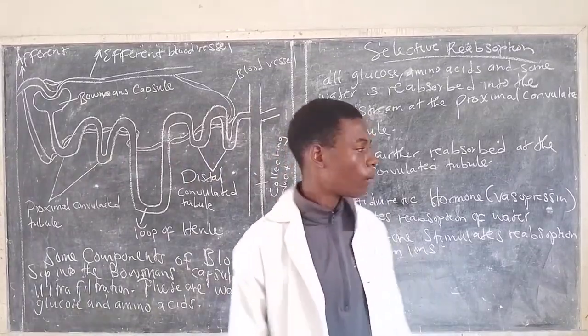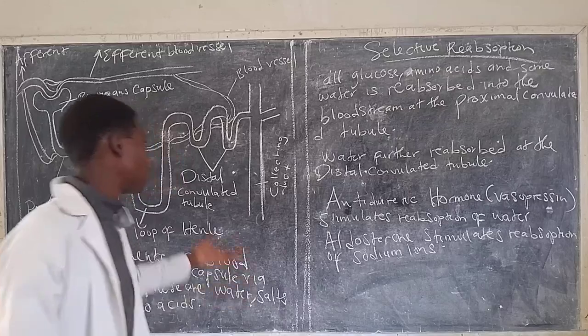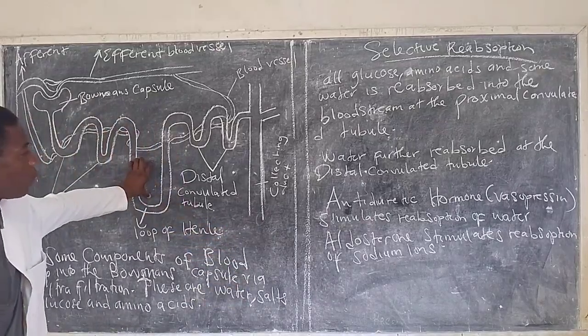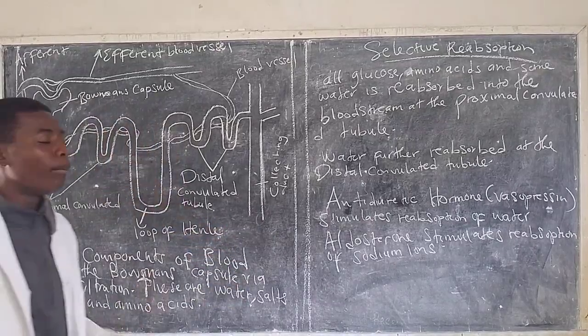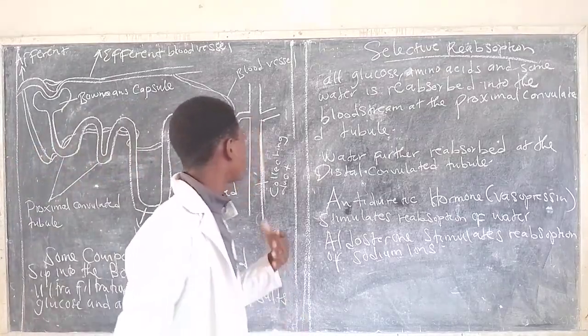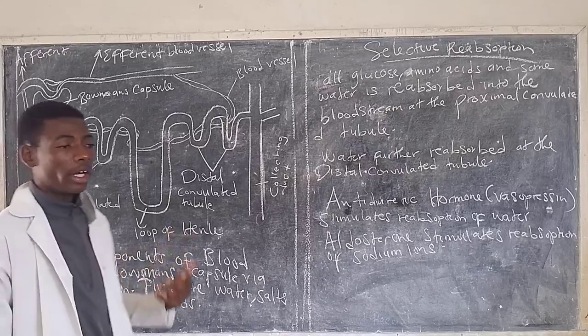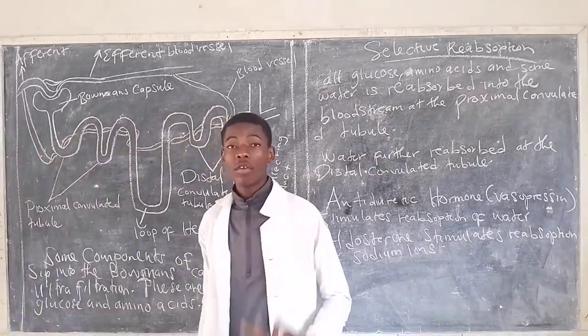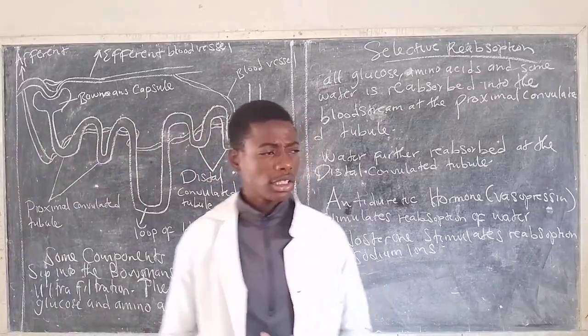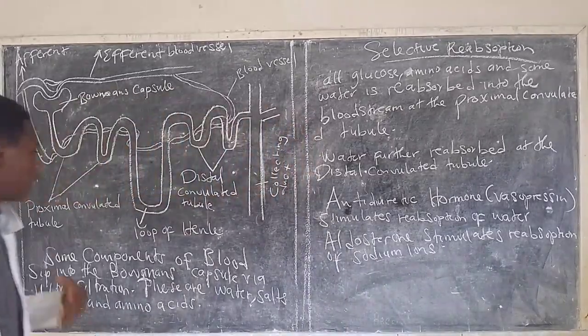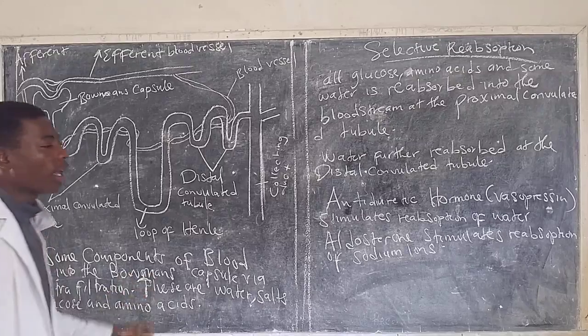So as for today, we are looking at excretion. Now under excretion, we are looking at the kidney's basic functional unit. When we are talking about the kidney's basic functional unit, we are simply referring to what we call the nephron. How does it work? How does it operate? This is the basic principle of the nephron.